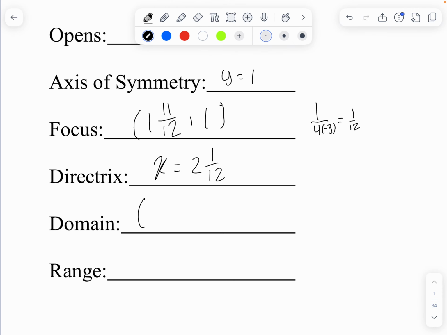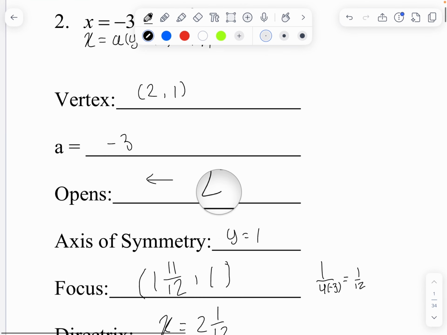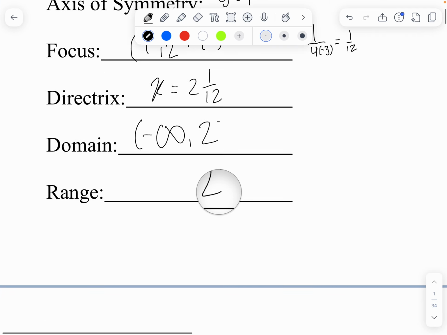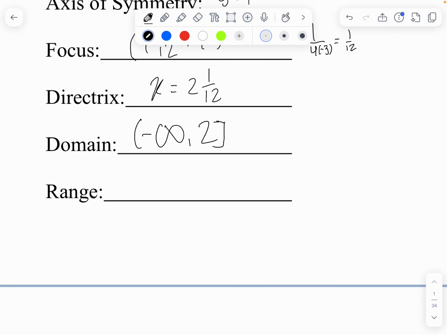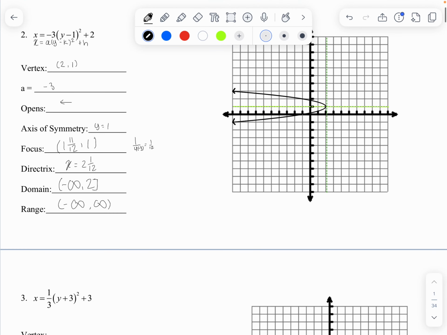And the domain is just negative infinity, 2, and then the point is at 2 comma 1, so it's just there at 2, and the range is negative infinity to positive infinity. Okay, 2 more questions to go.